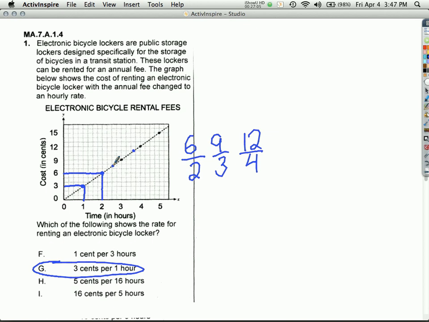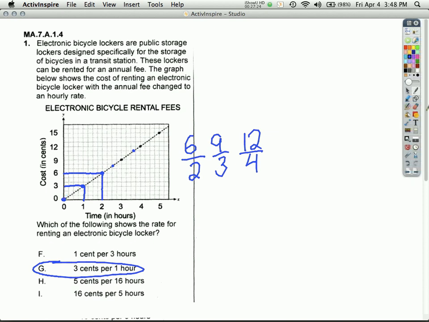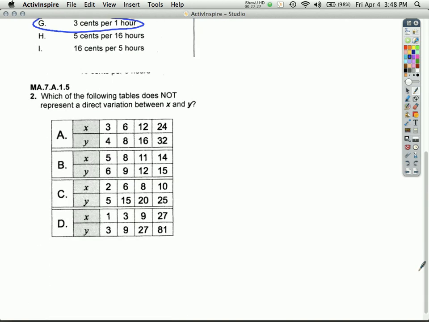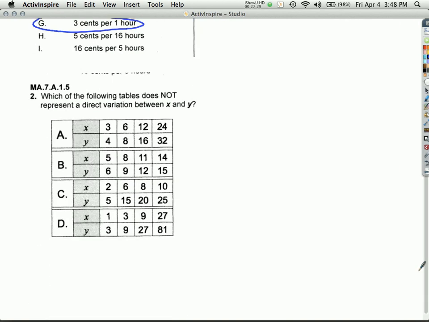Now, in the second question, there is a phrase, direct variation. This graph is a direct variation. A direct variation is a straight line that passes through 0, 0. That is what a direct variation is. That leads me into question number 2, because number 2 is something we've never seen before.